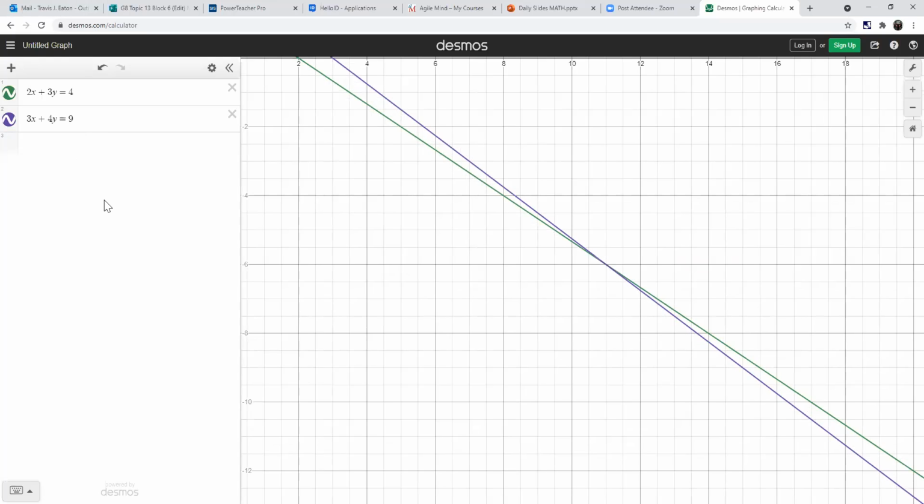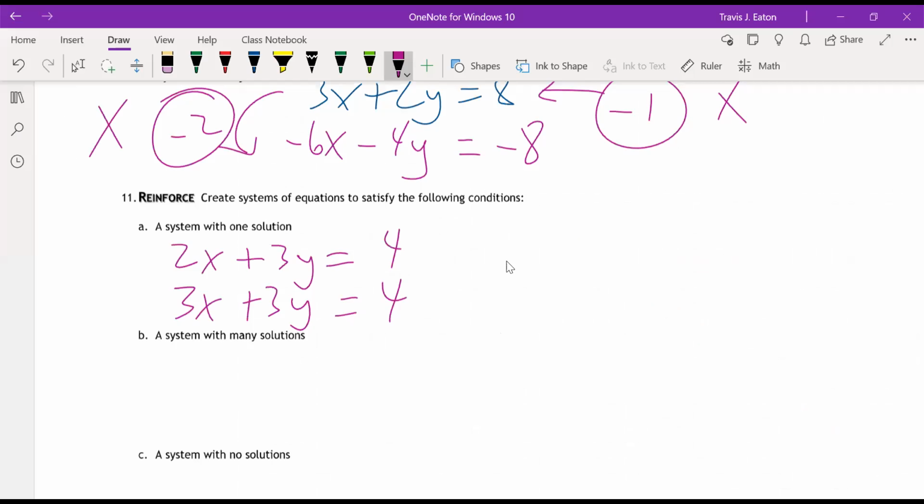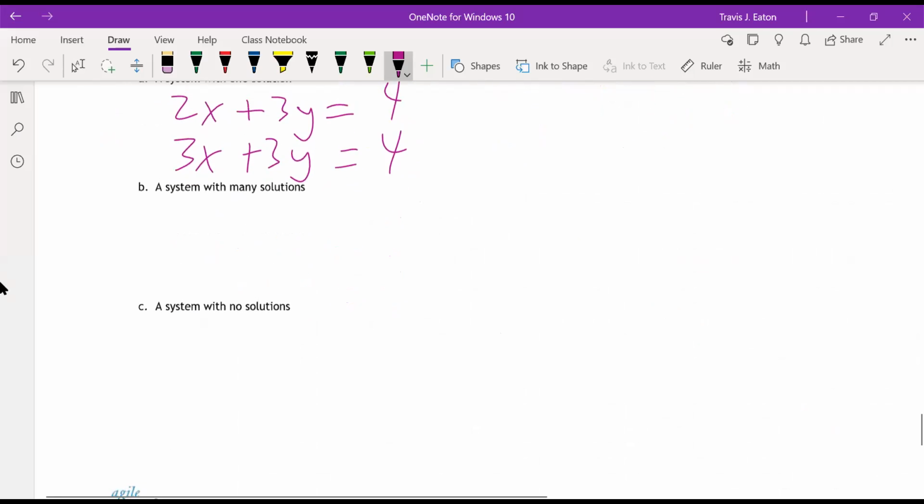There has to be differences, but they can't be like where you've multiplied one side by one thing and the other side by another. There's a definite way that you want to do that. Okay. So given that, how about a system with many solutions? Now, this is probably the easiest one to do. I'll use that same equation, 2x plus 3y equals 4.